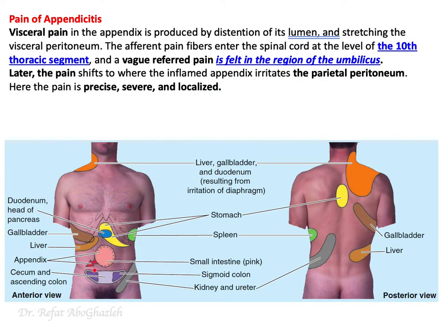look at it here. So the appendix, which is located here, right, it is innervated by sympathetic fibers that also innervate the umbilicus. And because the pain from the appendix ascends into the same spinal cord segments, or let us say the 10th thoracic segment, the pain at first from the appendix is felt around the umbilicus.